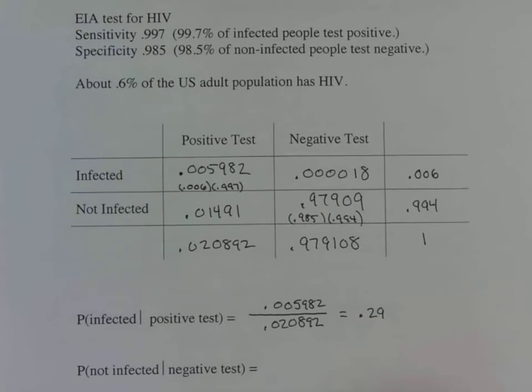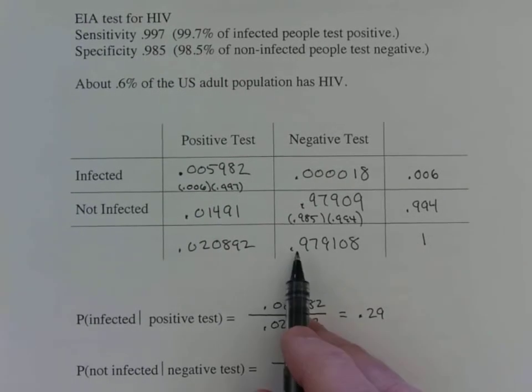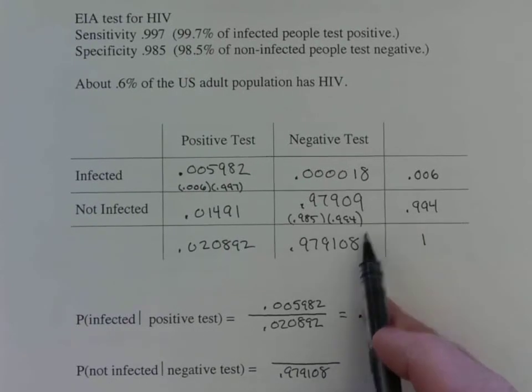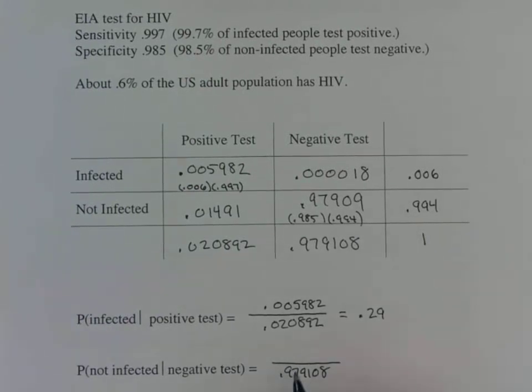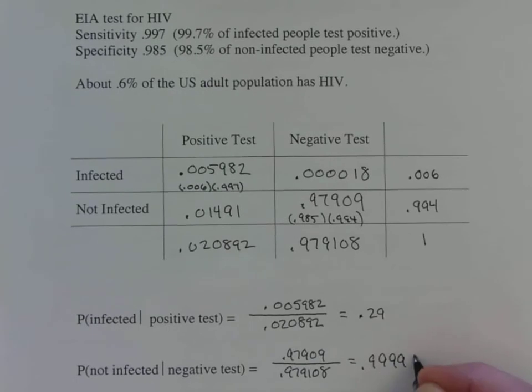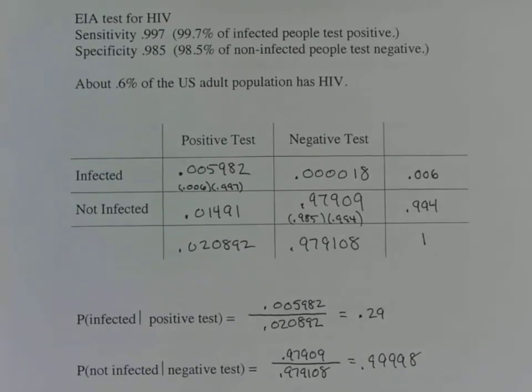We can also take a look at the probability that somebody with a negative test is not infected. And so if you have a negative test, that denominator is 0.979108. And the percent of the total within that group who are not infected is 0.97909. And that turns out to be about 0.99998. So this test is very good at detecting who doesn't have an HIV infection. If you test negative, the probability that you're not infected is incredibly high.